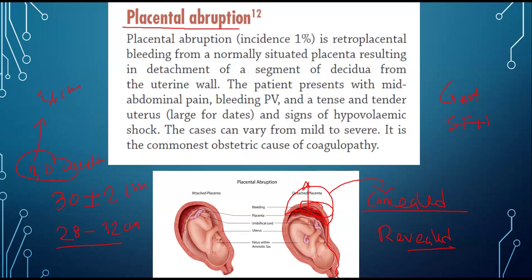But for the revealed variety, there will be no accumulation, so more or less the same height will be there. But you'll get more PV bleeding in that patient. Make sense? This patient usually gets painful PV bleeding. So painless PV bleeding is placenta previa and painful PV bleeding is placental abruption. So this patient presents with abdominal pain, bleeding per vaginam, and a tense and tender uterus which is large for gestational age. And because the patient can bleed heavily, they can go into hypovolemic shock.